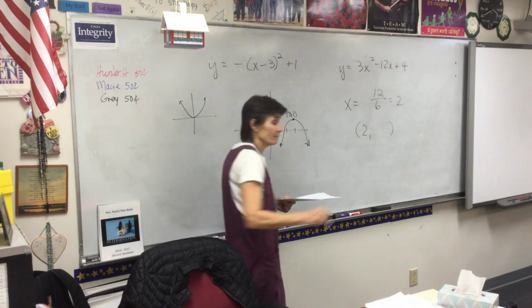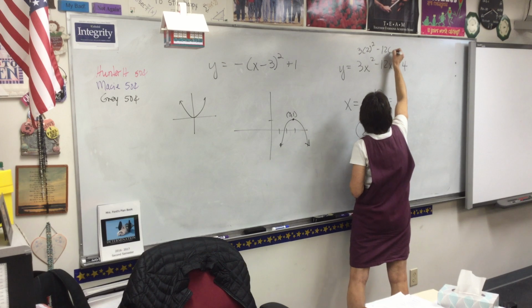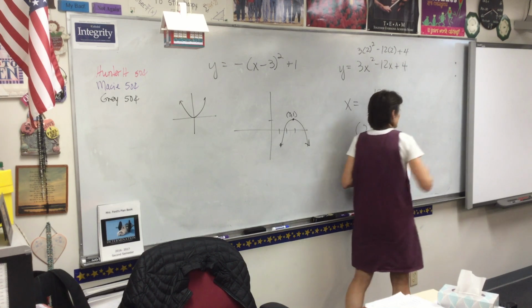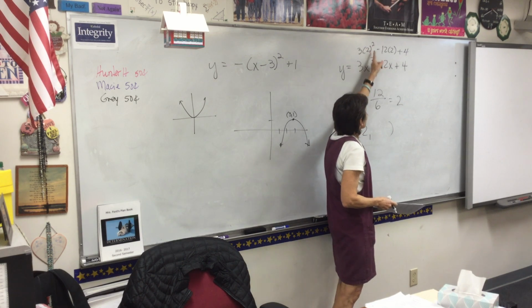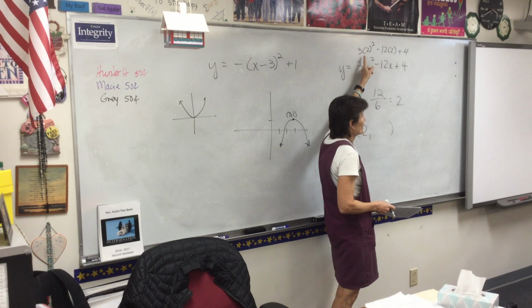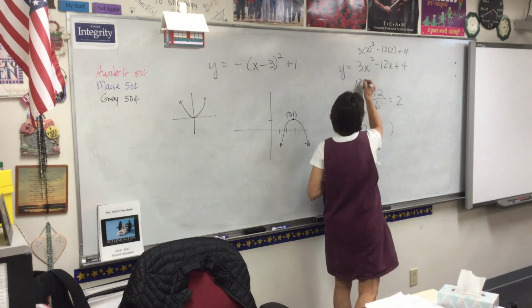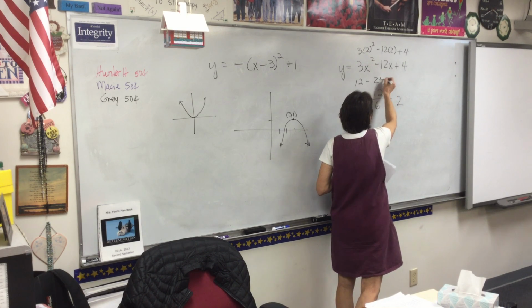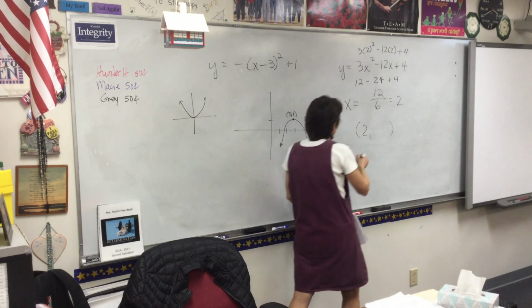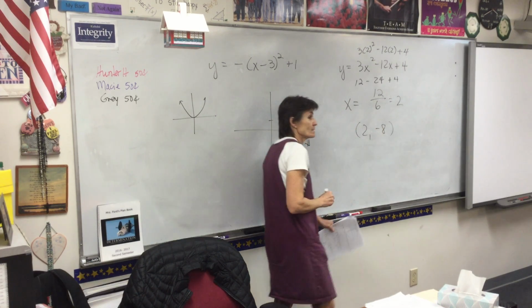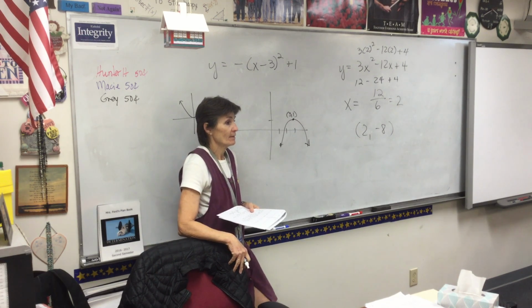And then we'll plug it in. And when we plug it in, we have got to resist all temptation. You must square first. So what does this equal? You square first. That's 12. 3 times 4, that's 12. Minus 24 plus 4. So what is that? So your vertex is at 2, comma, negative 8.